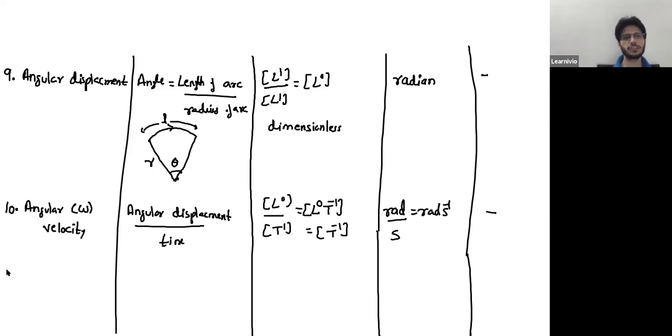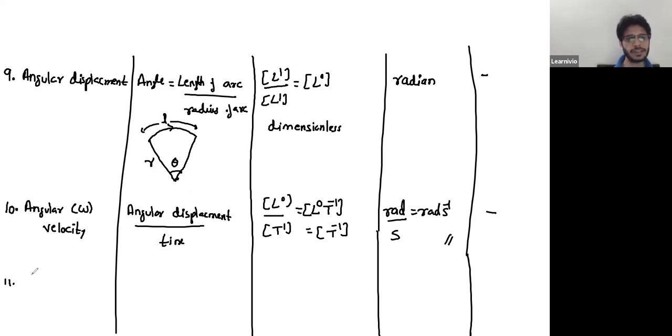After angular velocity, there are a few more quantities like angular acceleration, torque, moment of inertia. I will send you a PDF document, a very detailed list of quantities. I just can't write dimensions of each and every quantity, otherwise it will take 4 to 5 hours. My aim is to write the minimum number of important dimensions. So these 10, 12 quantities are important for writing dimensions.